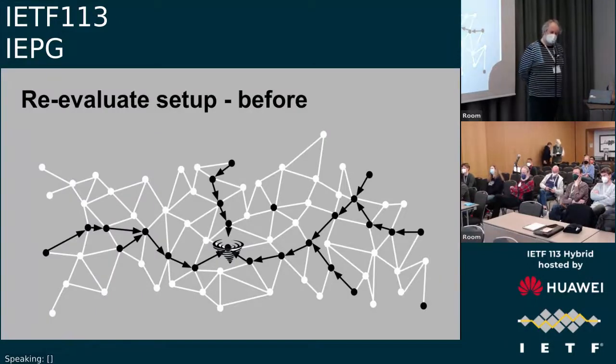So the effects of this setup were a bit like this. If you would be on a validating hop, then you would not end up at the beacon. And also, if you would be on an invalid or not validating hop, but surrounded by validating hops, then you would also not end up at the beacon. The next slide.